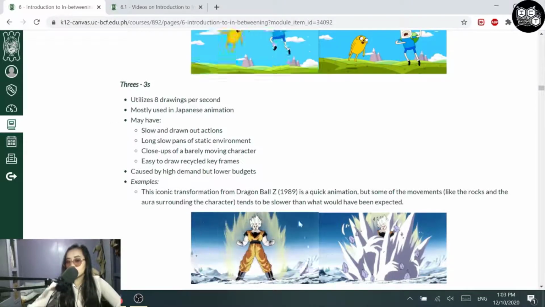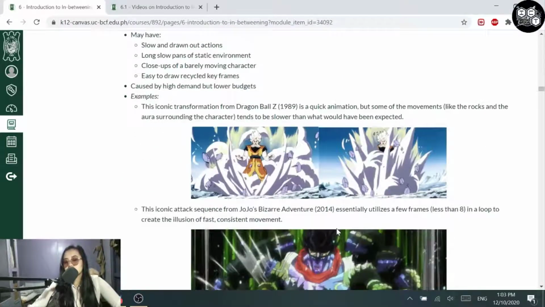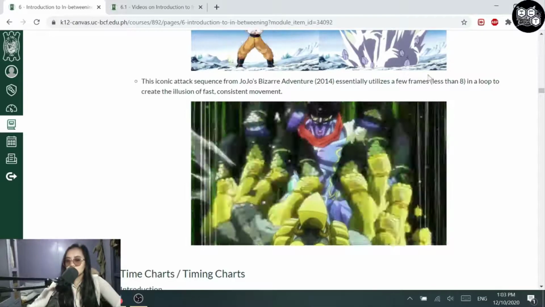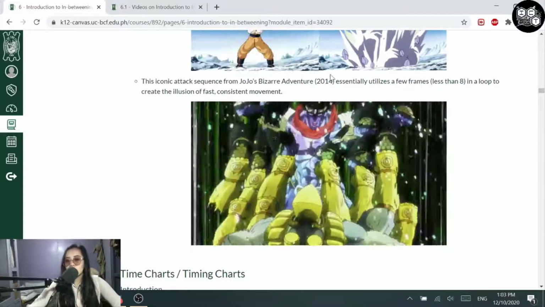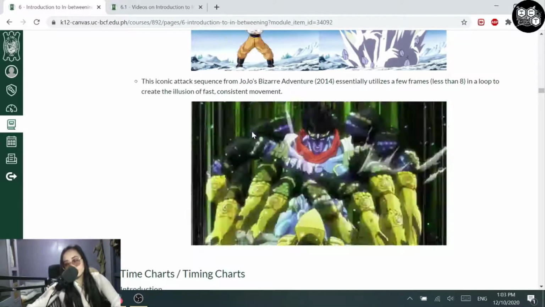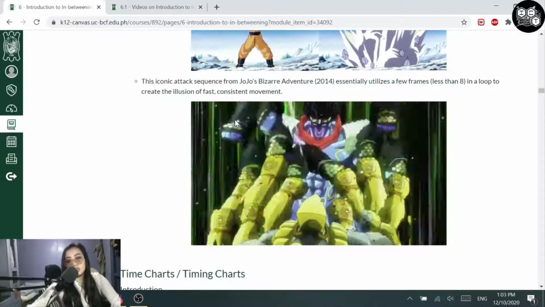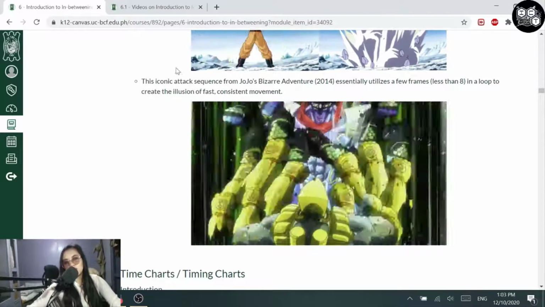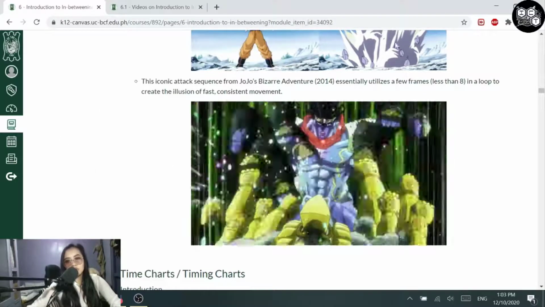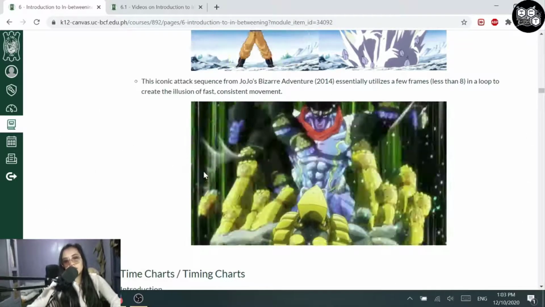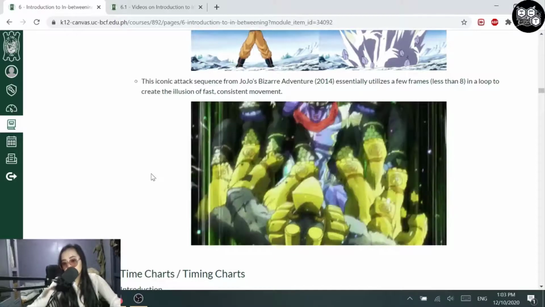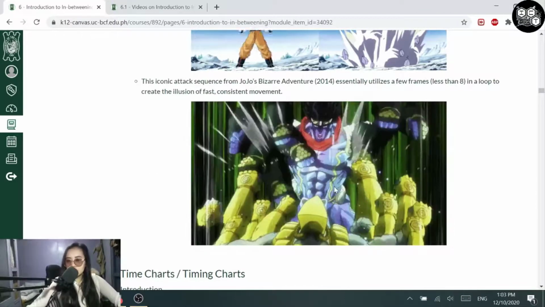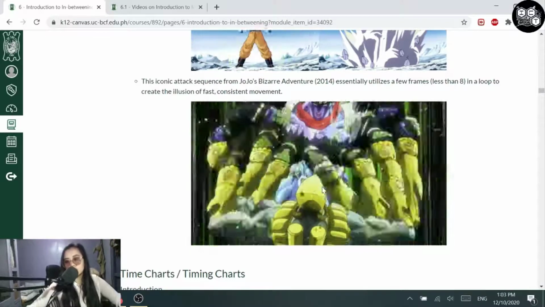So you can see it right here in Dragon Ball Z and very famously in JoJo's Bizarre Adventure. If you watch this really closely, a lot of the things that they use are still shots. So even though it's an action-packed animation, you don't really see a lot of very fluid action. It's more of these types of action that utilize a lot of animation blurs or even just repeating movements.